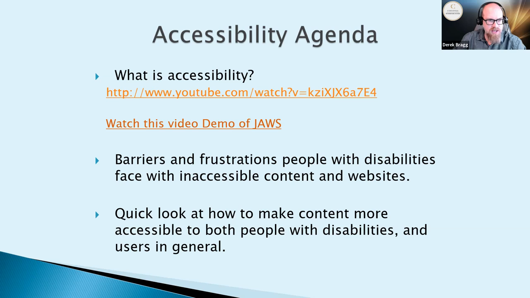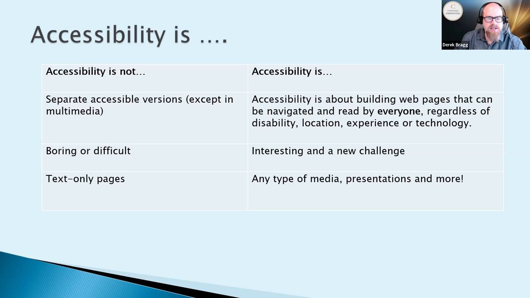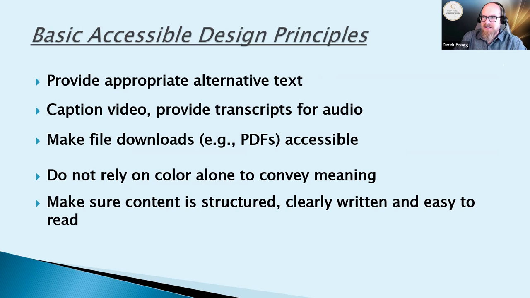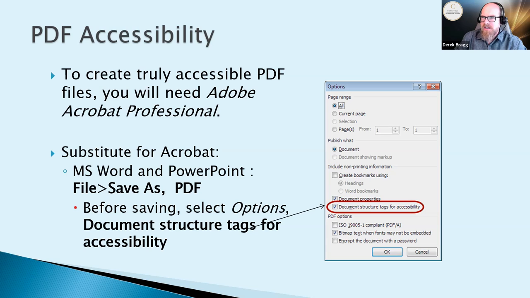So here's the following slides is what the document has in it. So this is page one, accessibility agenda. There, you might see some things wrong with that, some ideas you might have in order to fix that. Next one here, web accessibility. Next one is a table. Hint, hint. Next one, basic accessible design principles. How can we fix that up a little bit? Next one, PowerPoint templates. Next one is PDF accessibility.